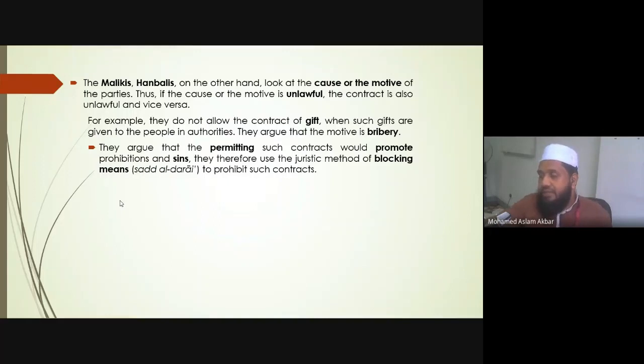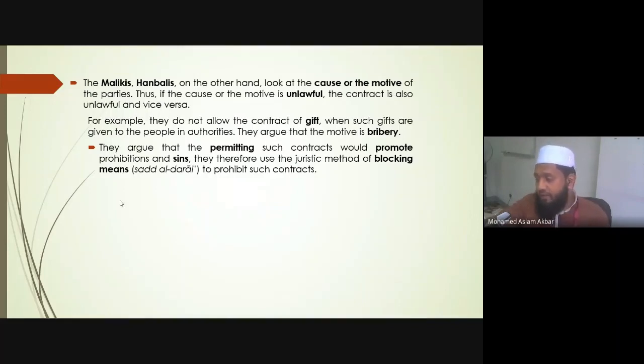So for that reason, it is called raswa in Bahasa and rashwa in Arabic. It is bribery, right? They argue that permitting such contracts would promote prohibition and sins, because this kind of contract they don't want to permit. They are actually bringing another one, legal maxims.